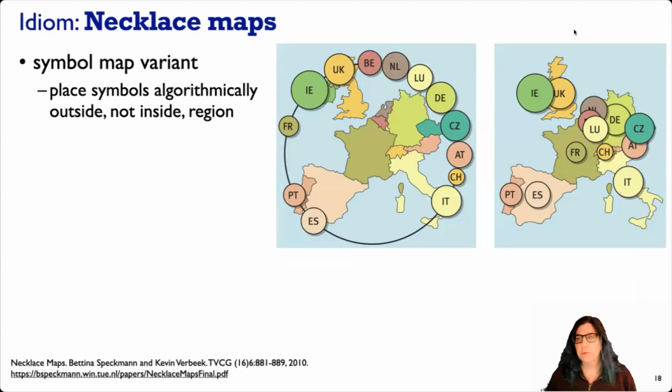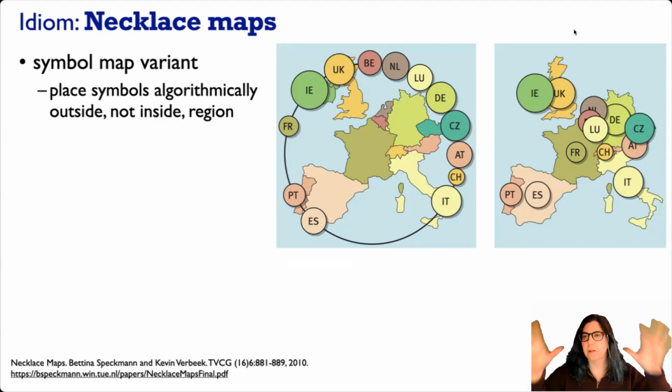So far, we saw glyphs where the symbol was just put right in the middle of the region, but you don't actually have to do that. For example, here's an interesting variant of symbol maps called necklace maps, where there's a fairly complex algorithmic computation of where to put that symbol so that it looks like it's visually connected to the region, but actually it's on this circle outside of that region.